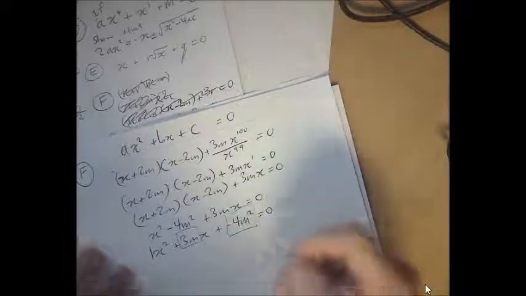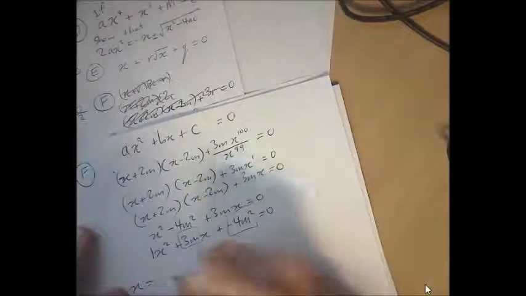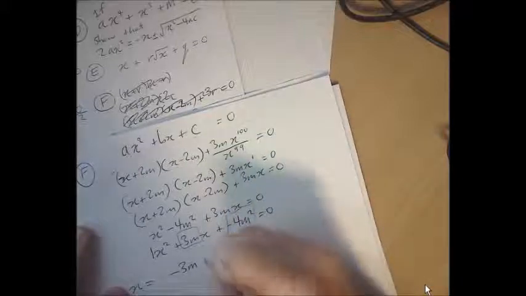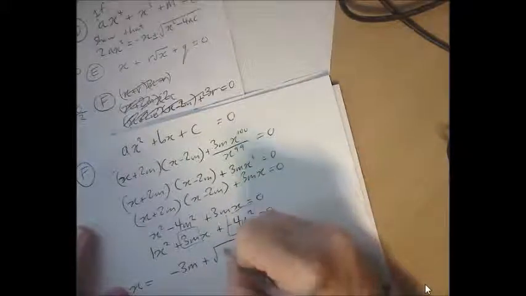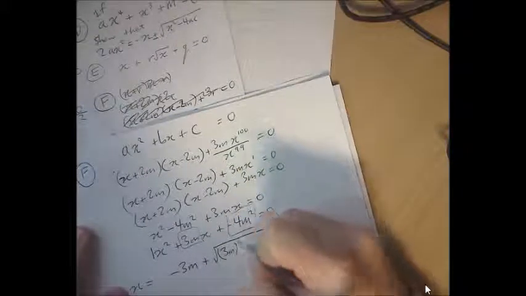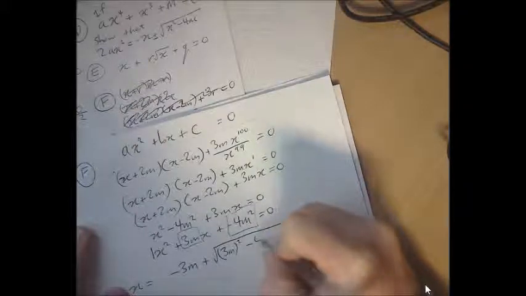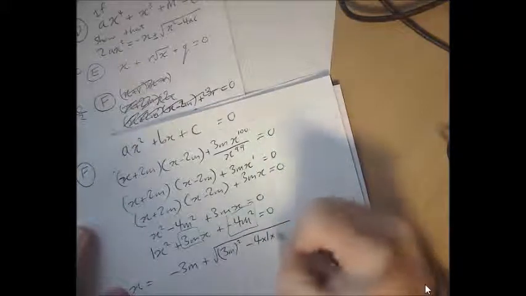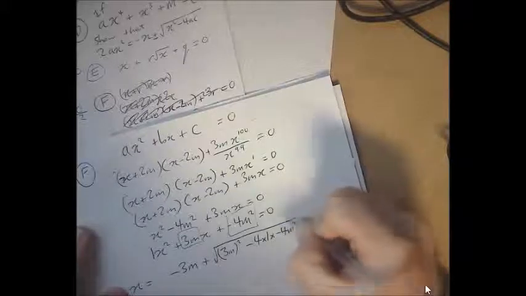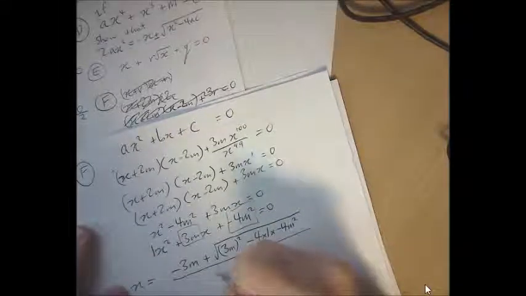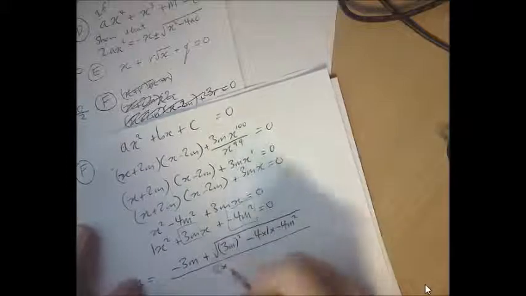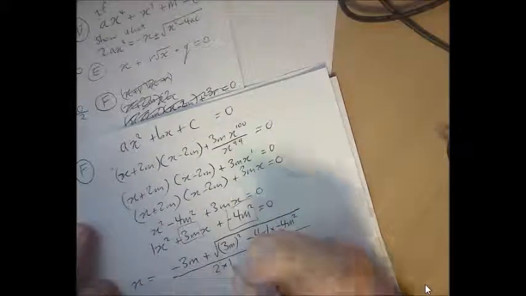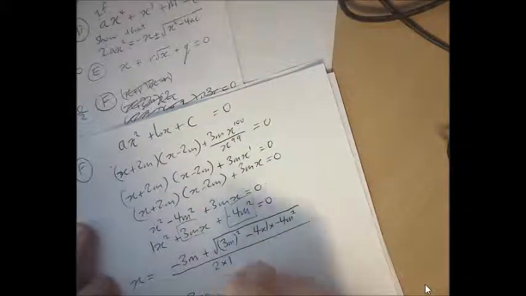And now we're good to go. Oh, there's the a is 1, b is 3m, and c is negative 4m squared. So x equals negative b plus or minus the square root of b squared minus 4 times a times c, all over 2 times a. This is me simplifying.